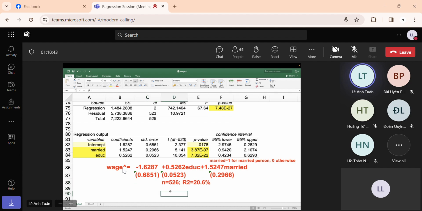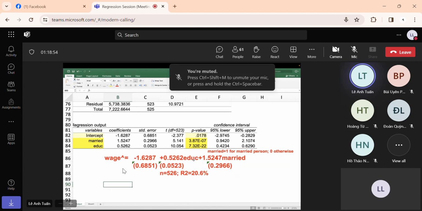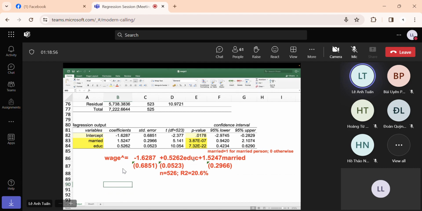This way we saw the estimated result using the equation. And now how to explain the coefficient on the marriage, right? To explain the coefficient on education, we know, right? Okay, how to explain the coefficient on the education? Anyone tell me? So here we have the coefficient on the equation equal to 0.5262. So how to explain the coefficient here?